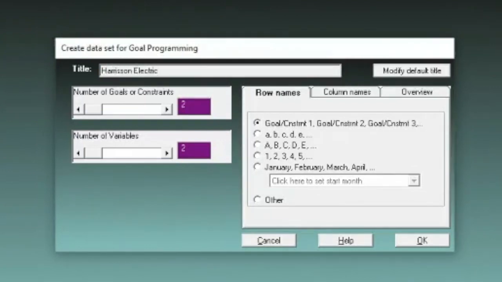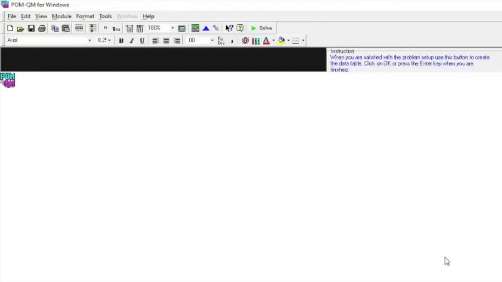Electric. And for the number of goals, we actually have 4 goals on that problem. So let's write here 4. And for the number of variables, 2. Okay, so we'll click OK.